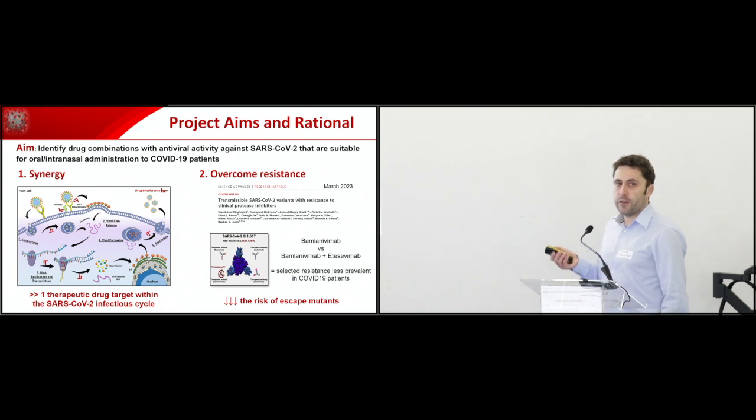Variants have already been identified carrying mutations that give some level of resistance to clinical protease inhibitors such as nirmatrelvir, which is one potent inhibitor that's been used in the clinic. We also know for SARS-CoV-2 that a combination of monoclonal antibodies will definitely limit the emergence of resistant virus, compared to a single treatment with a monoclonal antibody.